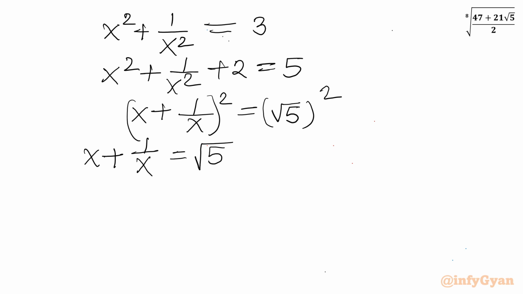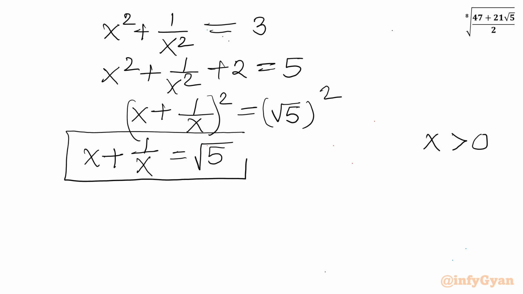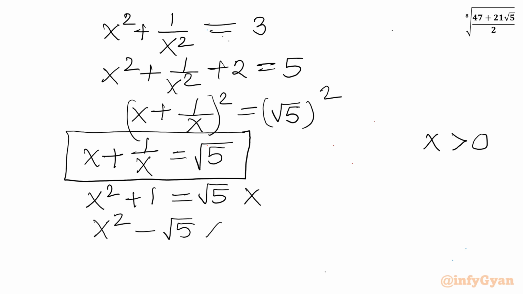Minus sign will be rejected. Sum of two positive numbers will be positive. So this is very important result. Now we have to calculate x. Let us multiply both sides by x. So x square plus 1 equal to root 5x, or x square minus root 5x plus 1 equal to 0. This is one quadratic equation.